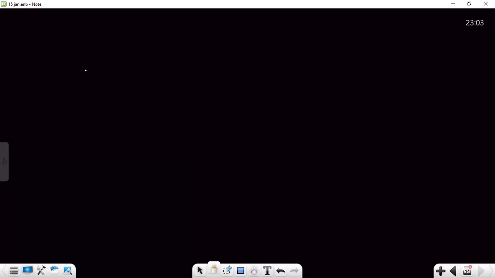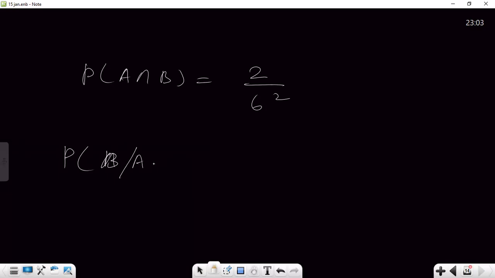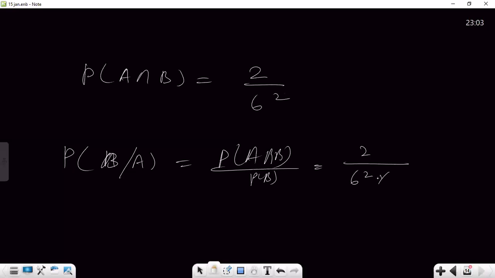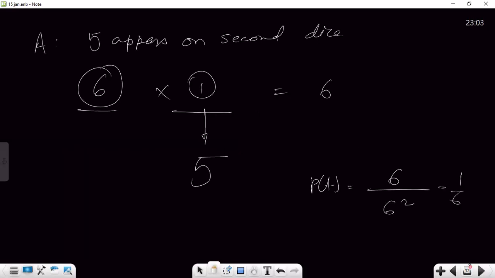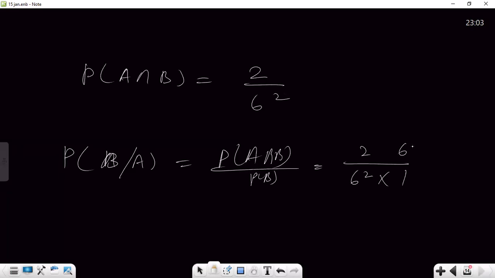And the probability of event A intersection B was 2 by 6 square. Hence probability of B when A has occurred will be probability of A intersection B divided by probability of A. A intersection B is 2 by 6 square and probability of A was 1 by 6. 6 cancels 6 square, 2 by 6, that becomes 1 by 3, which is the answer. Clear? Any doubts? No, sir. Okay, that is clear.